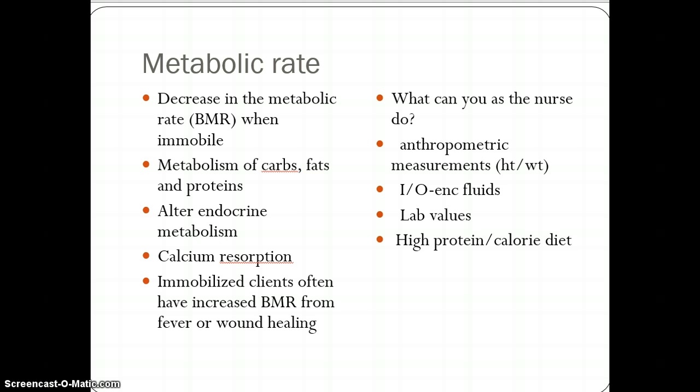What can you as a nurse do? Lots of things we can do. We can look at encouraging fluids, preventing dehydration, range of motion. We can look at the patient's lab values. We can encourage the diet. We can encourage the patient to be doing as much as they can for themselves and choosing a healthy diet.